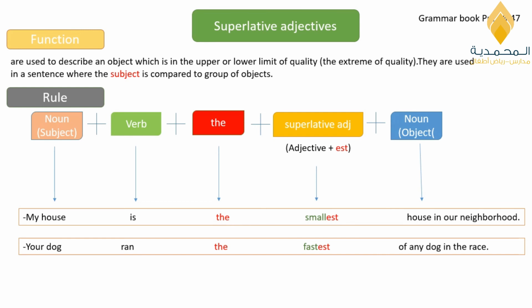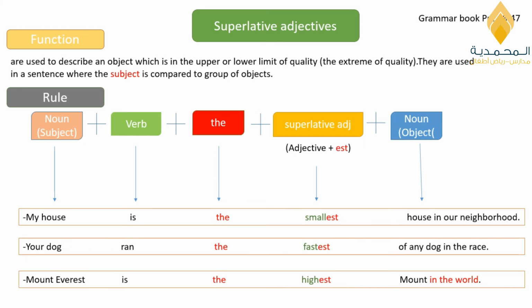Your dog ran the fastest of any dog in the race. So I compare your dog and any dog in the race. The adjective here is fast. I add the before fast and est after fast. The fastest. Your dog ran the fastest of any dog in the race. Let's see another example.